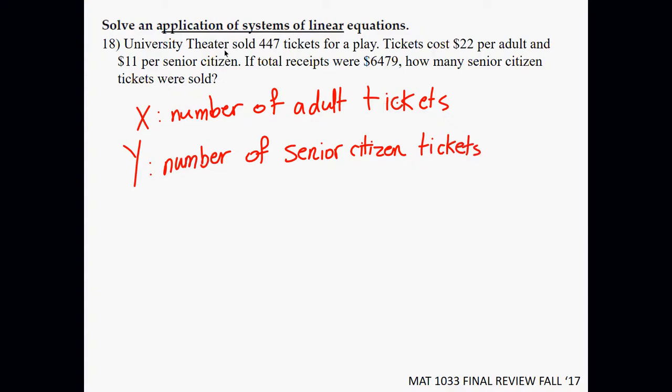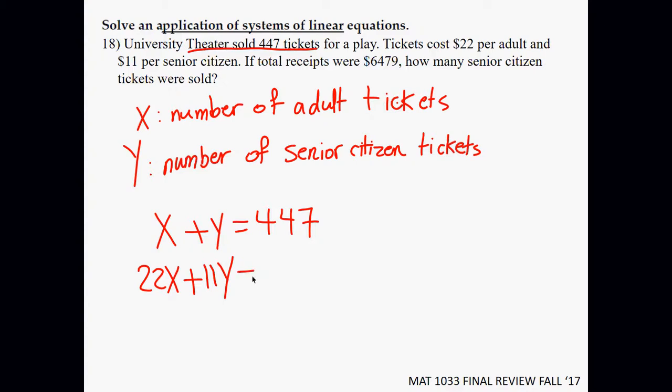From the first sentence, they sold 447 tickets, which gives us the first equation: x plus y equals 447. Adults is x, and everyone paid $22. You will have 22x plus 11y equals the total receipts, which is 6,479. So this is the system of equations.